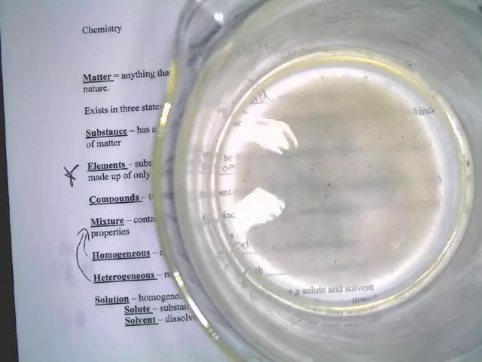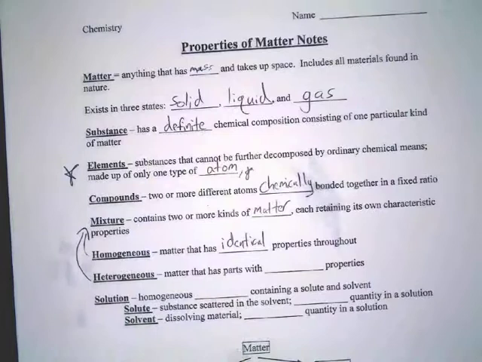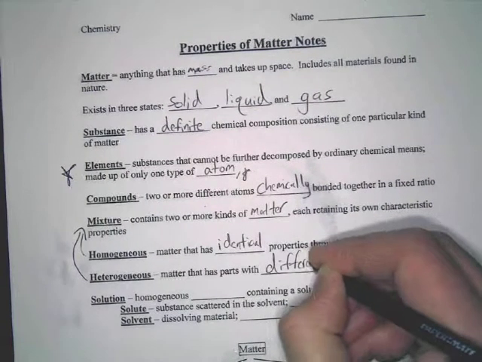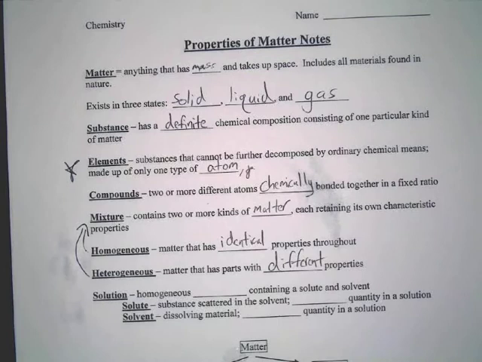Sand does not float, does it? No, it doesn't. So that is not a homogeneous mixture. That is what we would call a heterogeneous mixture. This is matter that has different properties throughout. Homogeneous would be the same. Can anybody think of an example of a homogeneous mixture? If you put food coloring in water. Yeah, that'll be the same throughout.